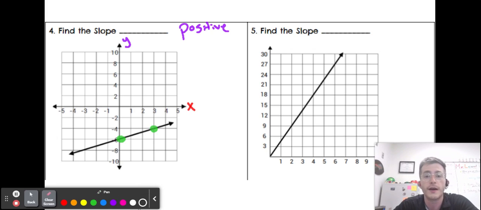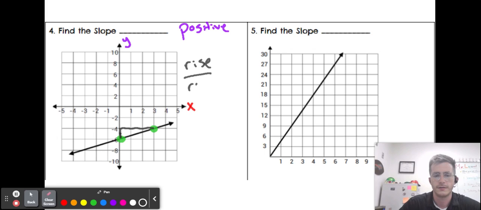Let's go ahead and create a right triangle. Always start with the one furthest to the left. I'm going to go ahead and go up first, and then I'm going to go over to connect these two dots I created here. All right. From here now, I can just count my rise and my run.